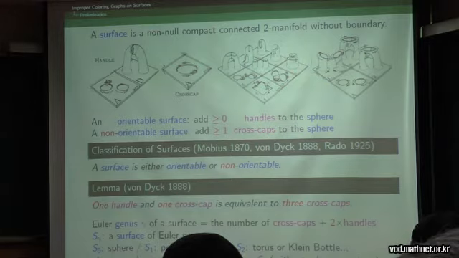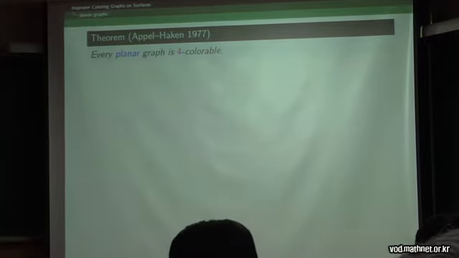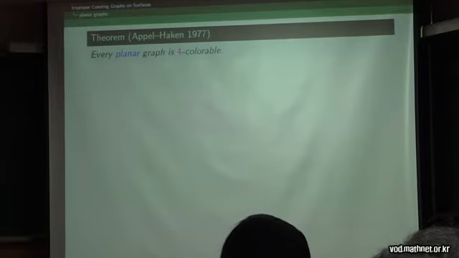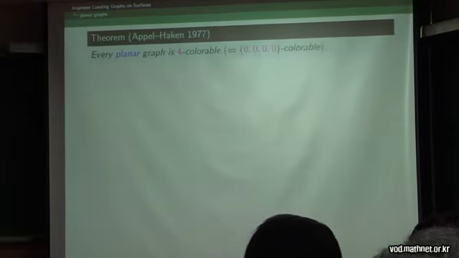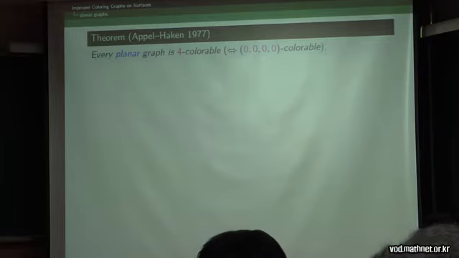Okay. So now I'll start with the actual history of the topic, right? So now I'll relate this to coloring. And I'll start with what happened with planar graphs. So back in 1977, Appel and Haken proved that planar graphs are 4-colorable. And this is essentially saying that every planar graph is (0,0,0,0)-colorable, right? Because K-colorability means you can partition it into K parts where each part has maximum degree 0.